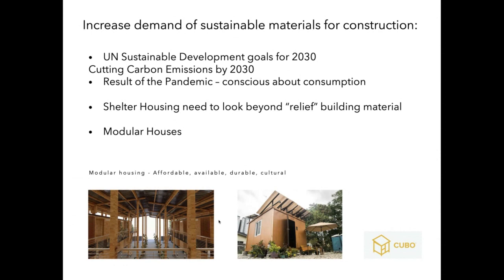And the result of the pandemic means people are conscious about consumption and building. I think you need to look beyond shelter housing and look at bamboo as a relief material to help people when there are earthquakes, floods and natural disasters. Yes, it's good to have a material that is available, cheap and can be delivered to site really quickly, but it's more than that. It's actually using products which can be used in homes. If you look around your room, for example, how many things are made from wood? What if that was bamboo? That could be a way to reduce the timber industry.